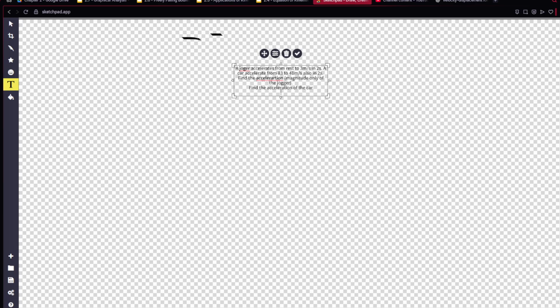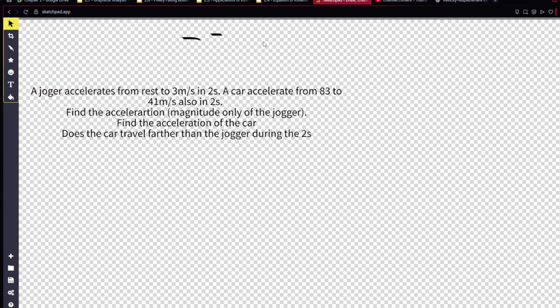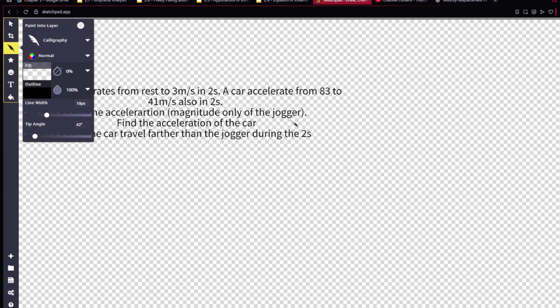I suck at typing with this keyboard. And we'll do, does the car travel faster than the jogger during the 2 seconds? I guess the logical answer would be no, but then also you gotta remember that a car takes a while to start up. But I'm sure it can go 0 to 60 in like 2 seconds. So I don't know if this question is as obvious as it seems, or it might be as obvious as it seems. So let's see what we're given.